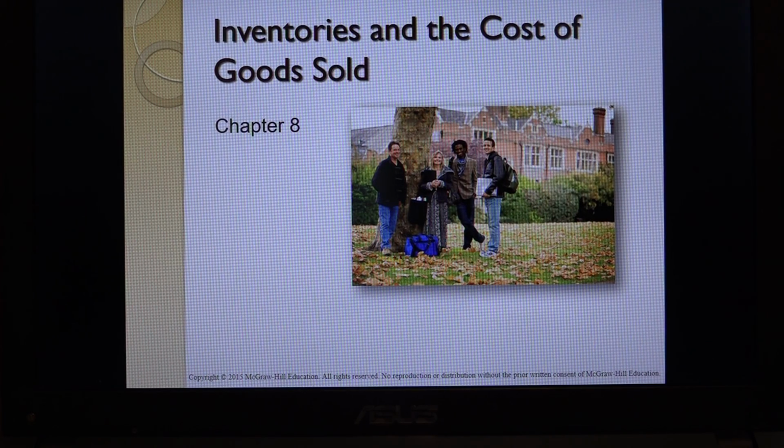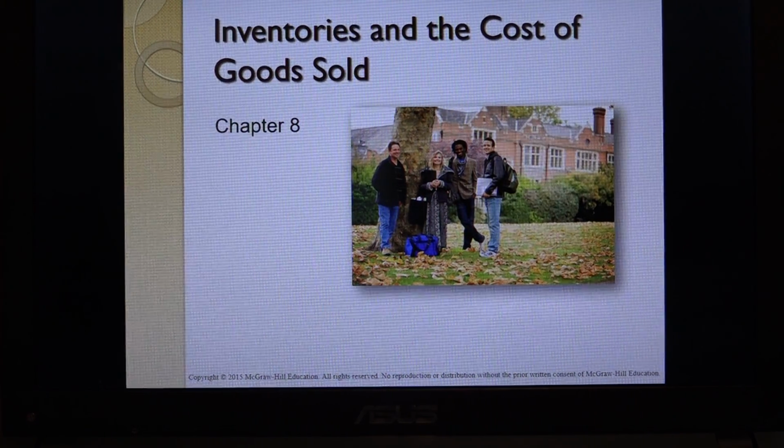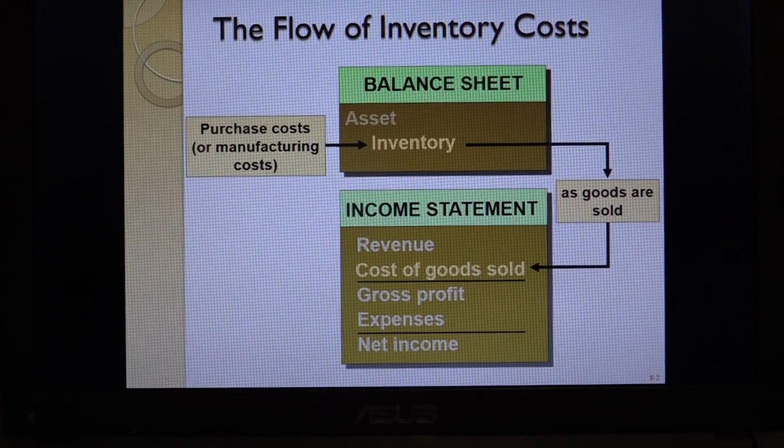All right, so now we're going to talk about inventories and cost of goods sold. Let's start out with a definition here. What is inventory? Well, it's the goods that are owned by a company and that are held for sale to customers.